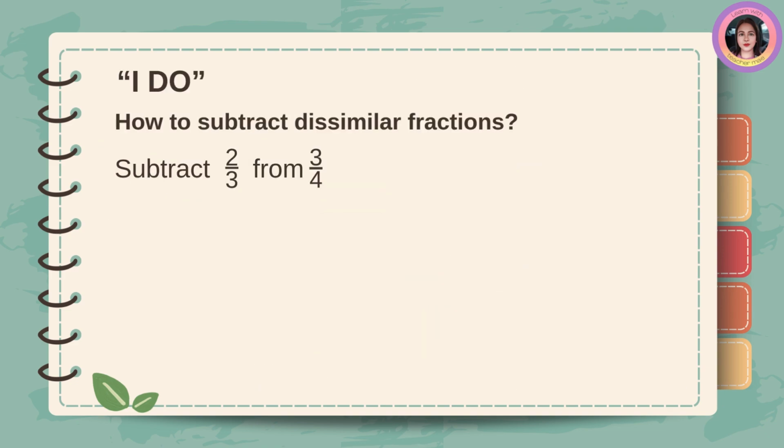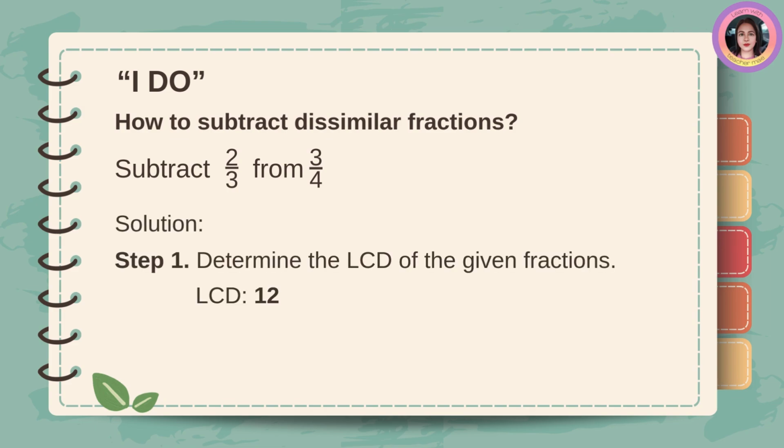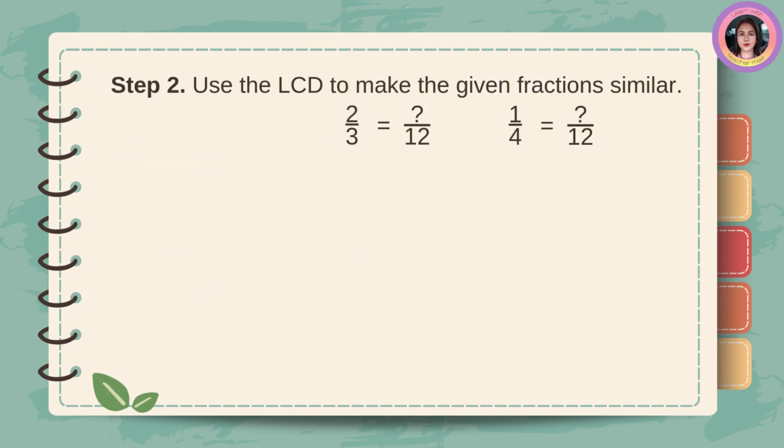How to subtract dissimilar fractions? Subtract 2/3 from 3/4. Solution. Step 1. Determine the LCD of the given fractions. The LCD is 12. Step 2. Use the LCD to make the given fractions similar. 2/3 is equal to 8/12. 1/4 is equal to 3/12.